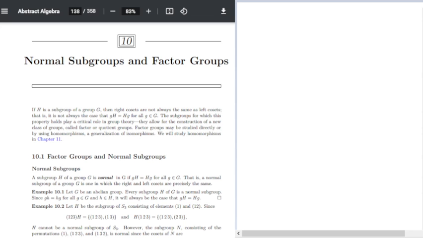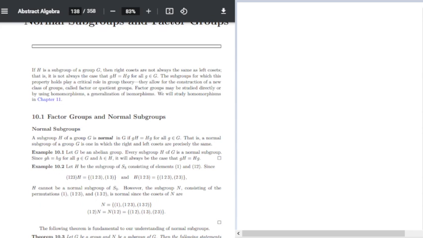Chapter 10, Normal Subgroups and Factor Groups. If H is a subgroup of a group G, then right cosets are not always the same as left cosets. That is, it is not always the case that gH is equal to Hg for all g in G. The subgroups for which this property holds play a crucial role in group theory. They allow for the construction of a new class of groups called factor or quotient groups. Factor groups may be studied directly or by using homomorphisms, a generalization of isomorphisms. We will study homomorphisms in Chapter 11.